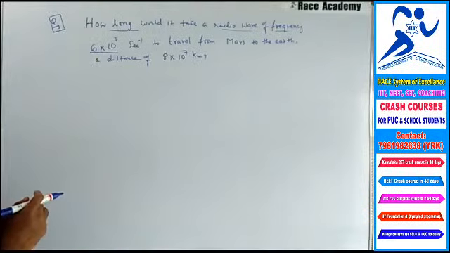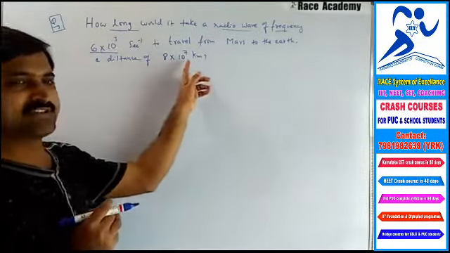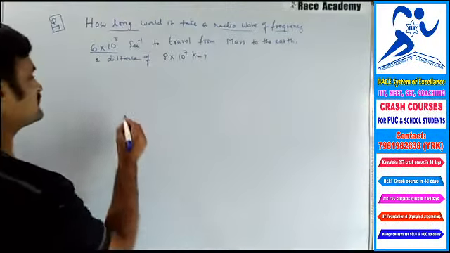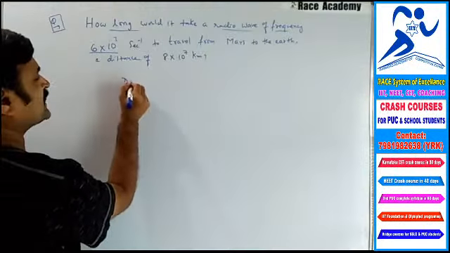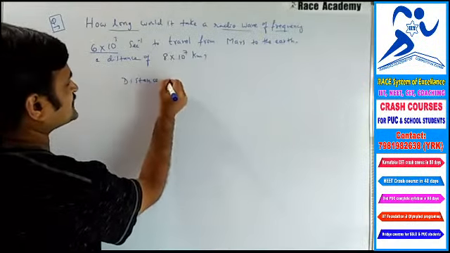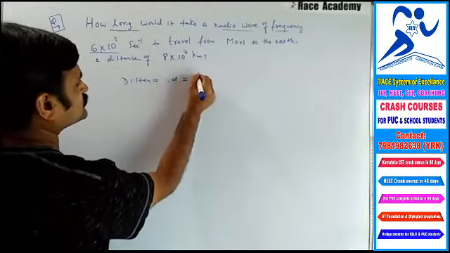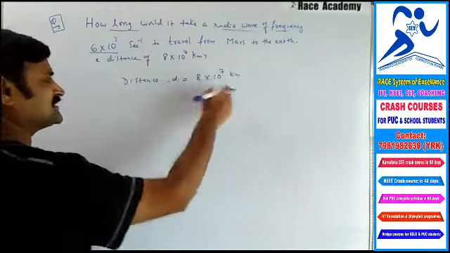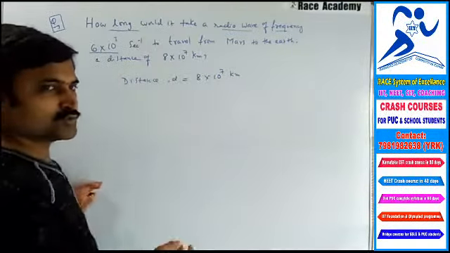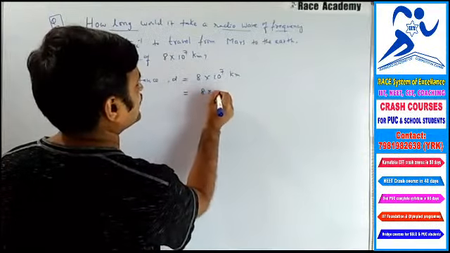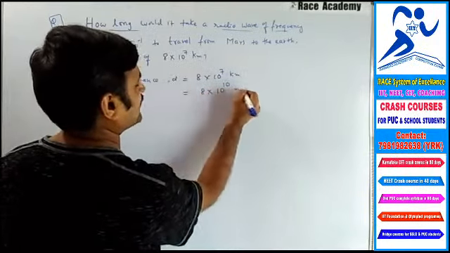The distance given here is 8 into 10 to the power of 7 kilometers. That can be converted into meters. What is the distance value given in the question? Distance D is equal to 8 into 10 to the power of 7 kilometers. That can be converted into meters by multiplying by 1000. That will become 8 into 10 to the power of 10 meters.